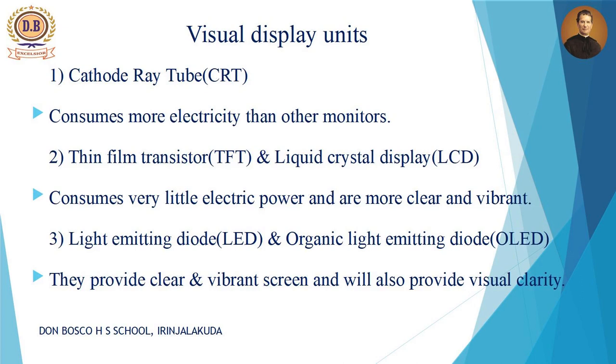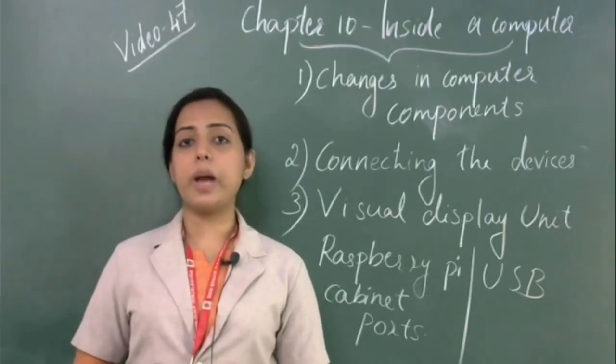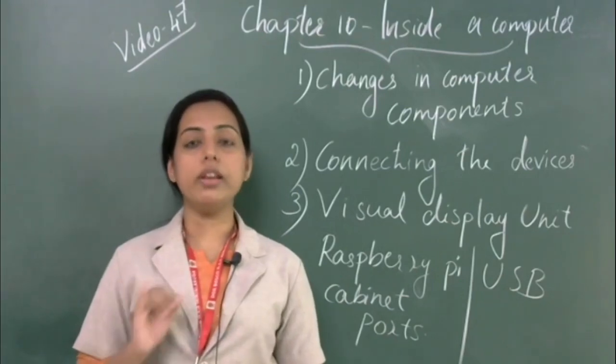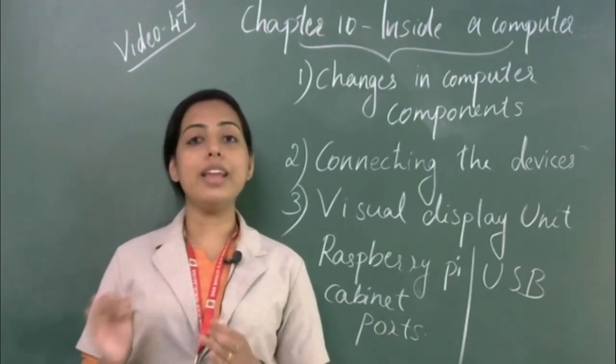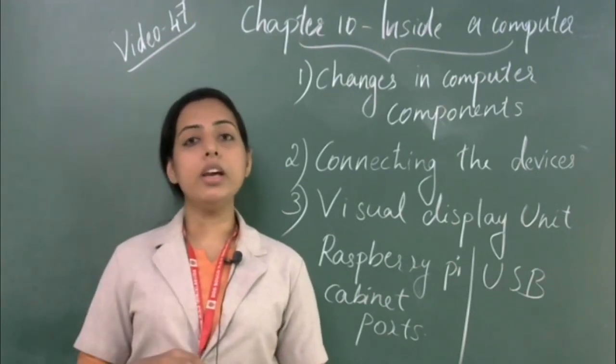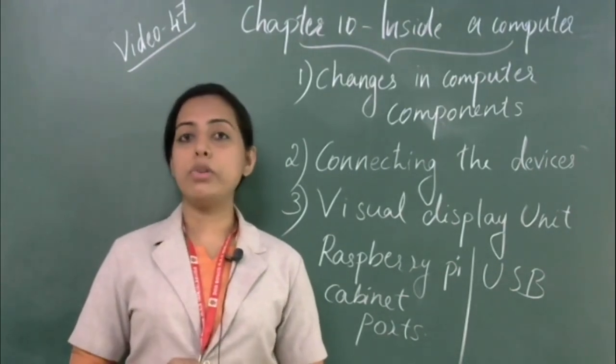So these are the different generations of monitors that we are using today. It is one of the important questions from this chapter. Study three categories: one is cathode ray tube monitor, the second category is TFT LCD monitor, and the third one is LED and OLED monitor. So that is all about today.